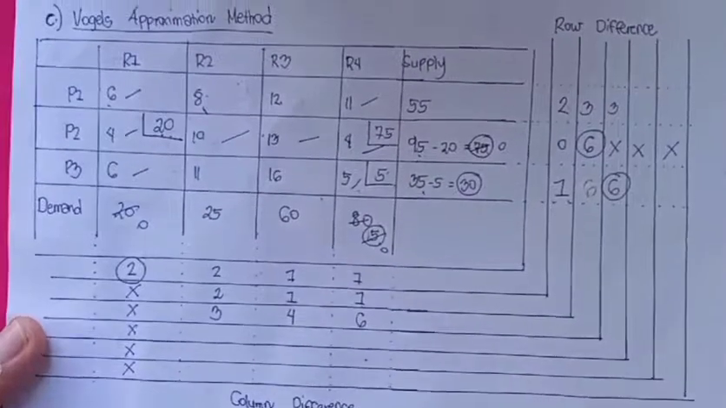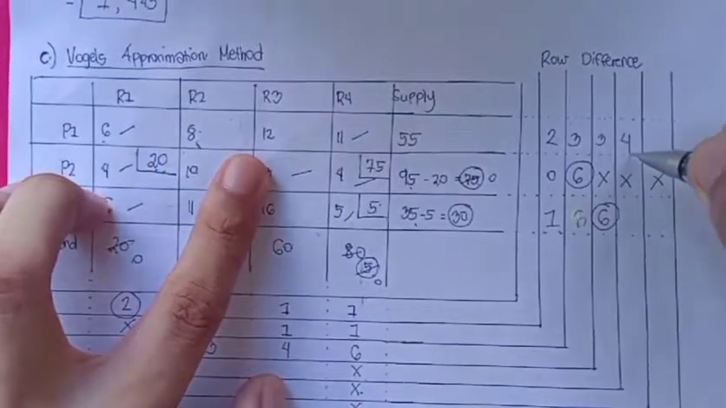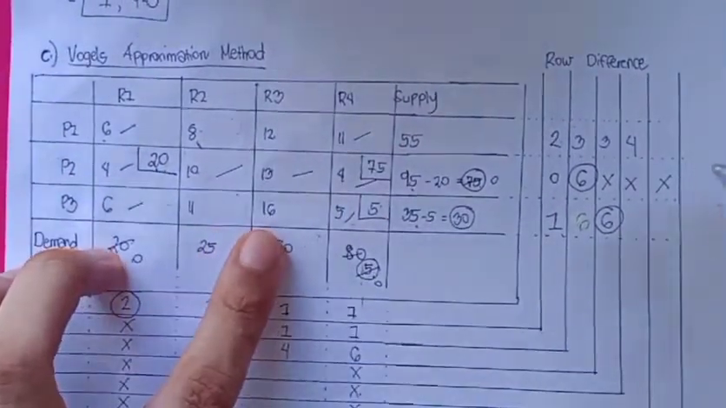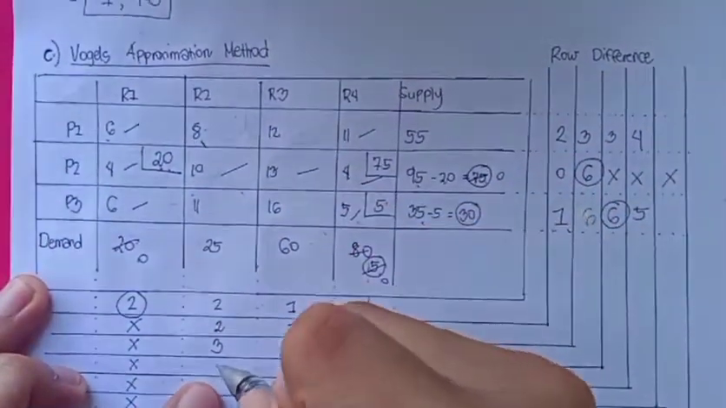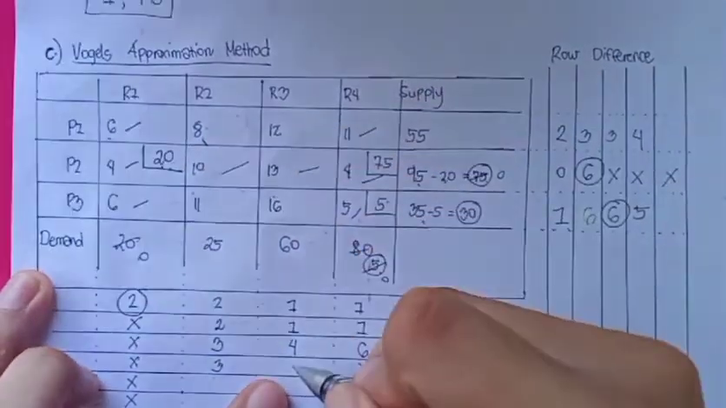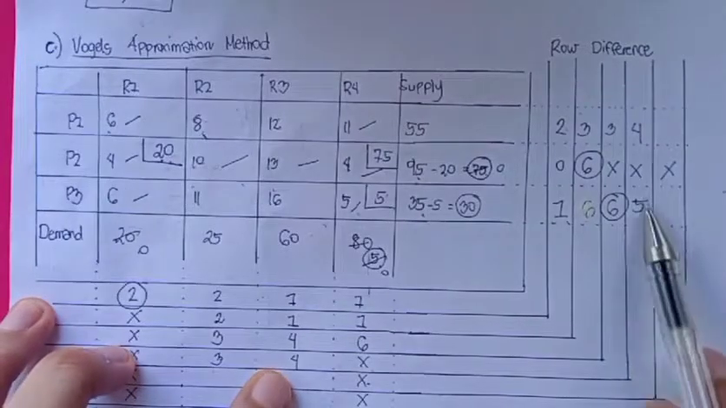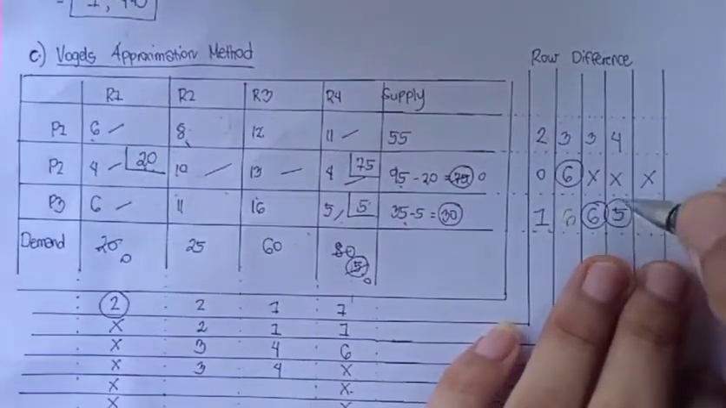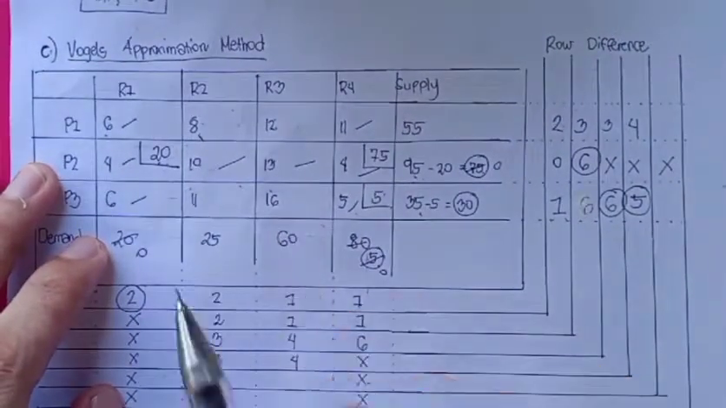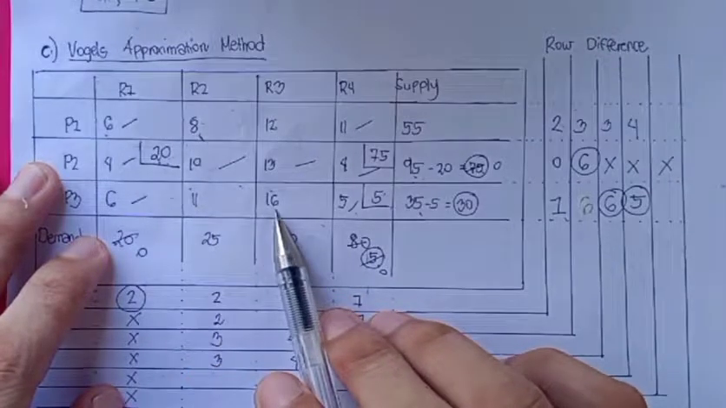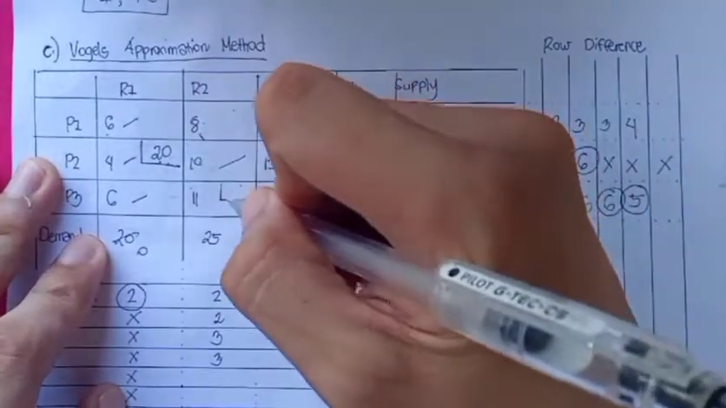So same procedure pa rin. In first row, 12 minus 8 is 4. And in third row, 16 minus 11 is 5. In second column, 11 minus 8 is 3. 16 minus 12 is 4. And the maximum in both column difference and row difference is 5. Here in third row, the remaining cell transportation cost is 11 and 16. So the least value is 11, so we will select this cell.